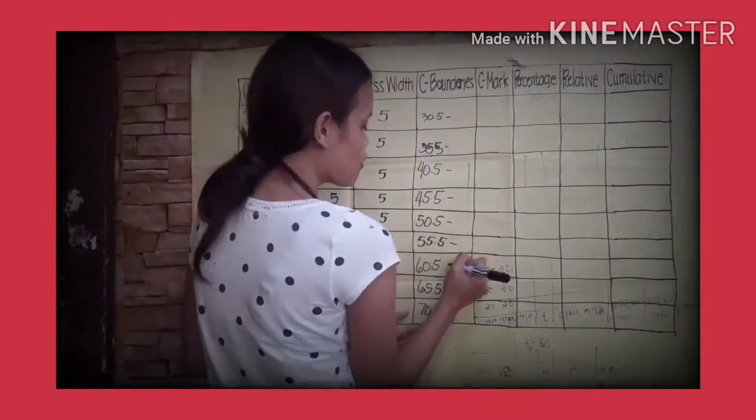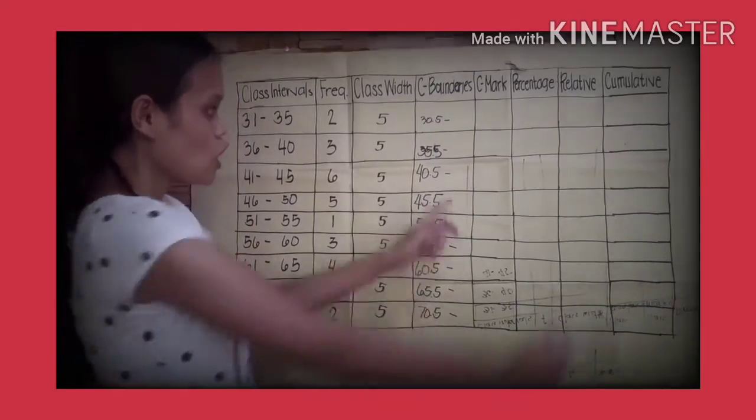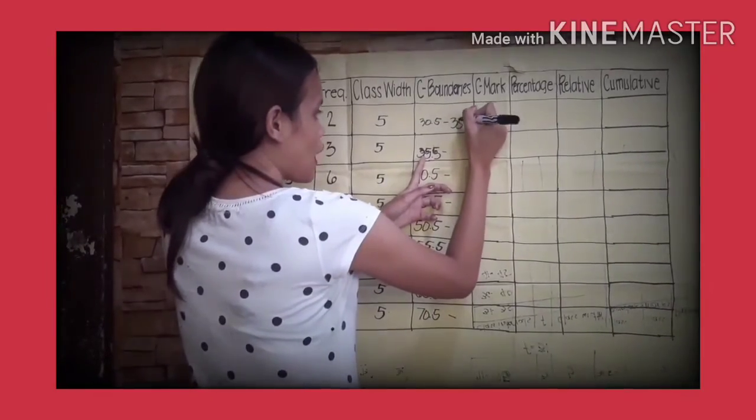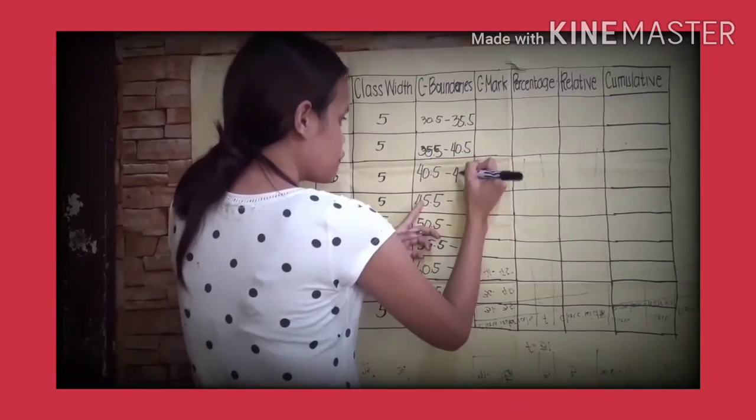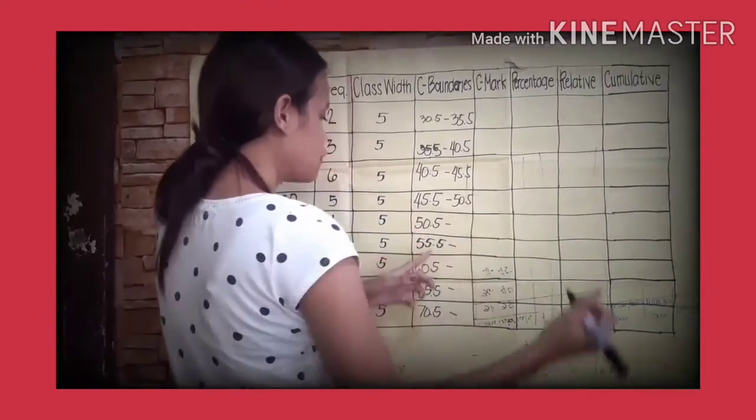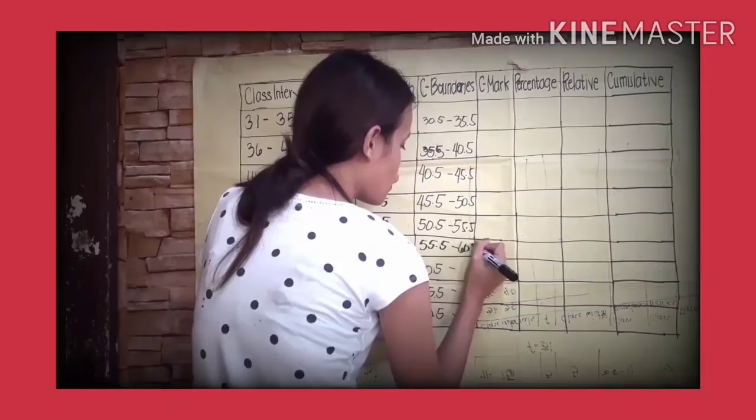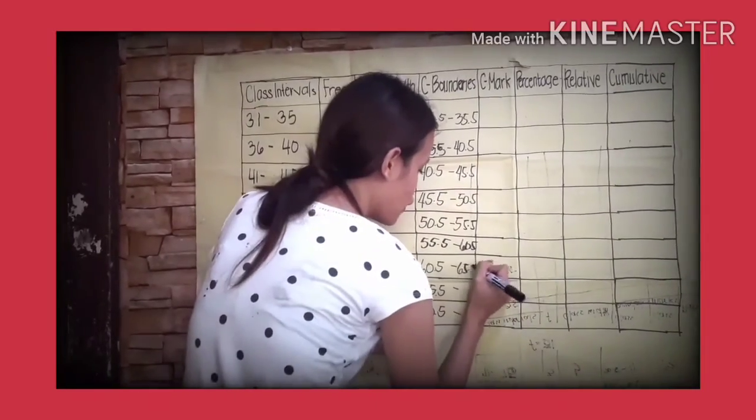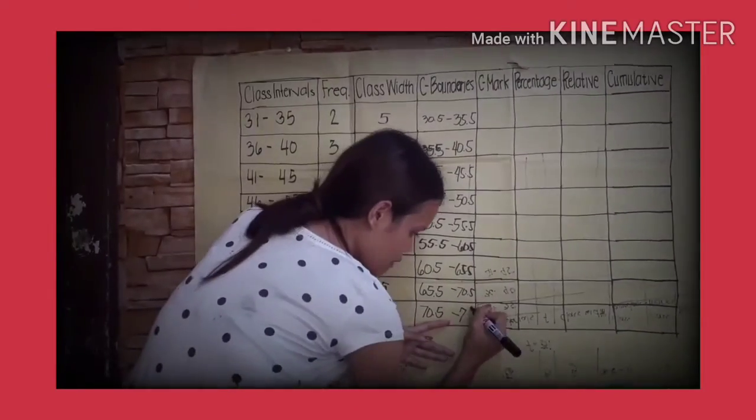So in the upper class boundaries, you are just going to copy your lower class boundaries. So here is 35.5, 40.5, 45.5, 50.5, 55.5, 60.5, 65.5, and 70.5. So you're just going to add 70.5 by 0.5, so here is 71.